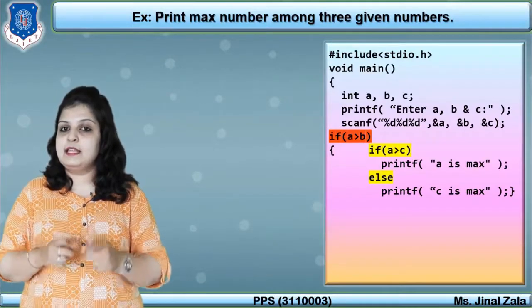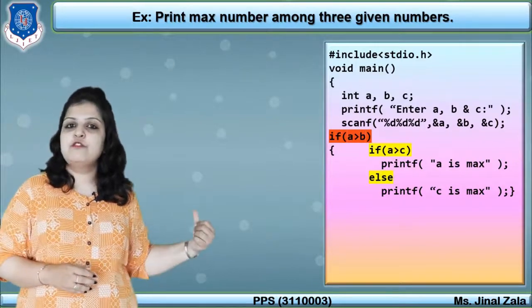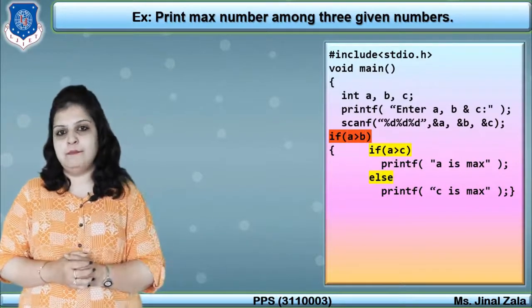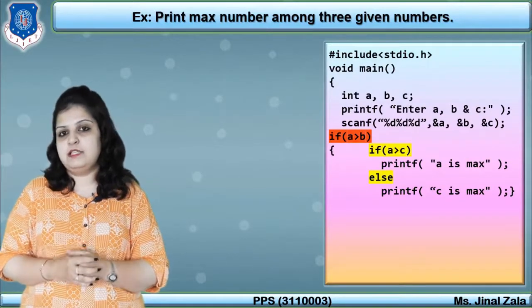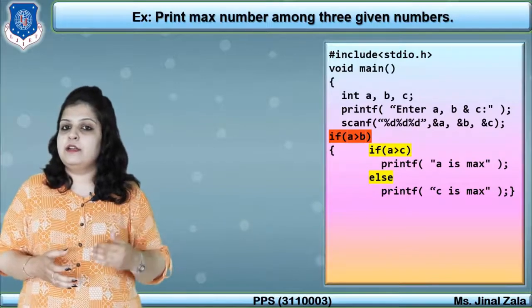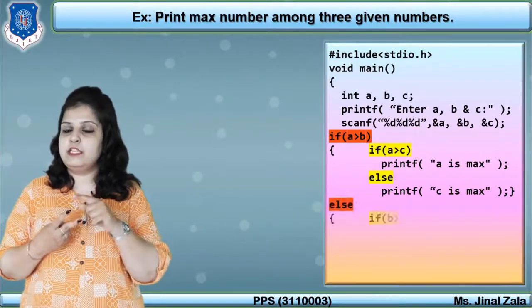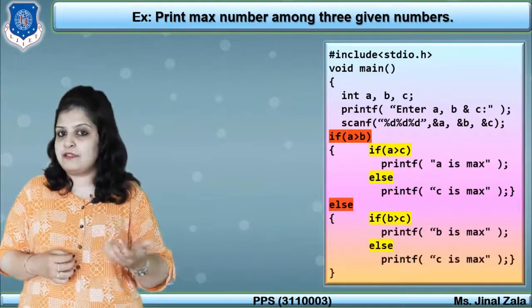Yes, in this case obviously our A is max from 3 numbers. So our printf is like "A is max". But if the second condition becomes false, then in this case we can say that C is max. And then after the else part, suppose our first condition, A greater than B, becomes false. In this case we can say that B is max from A.